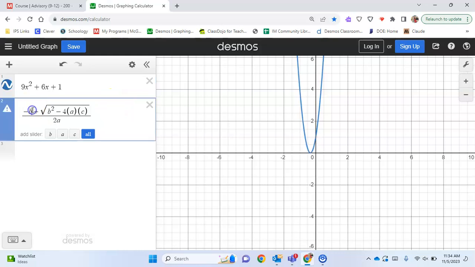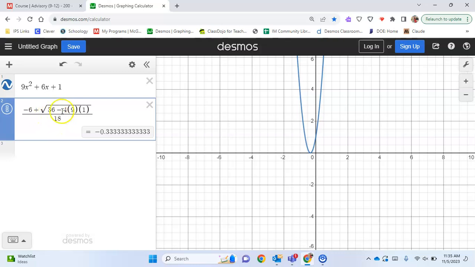The opposite of B would be -6. B squared would be 36. A is 9. C is 1. 2 times 9 is 18. The denominator is 18. -6 divided by 18 is -1/3.